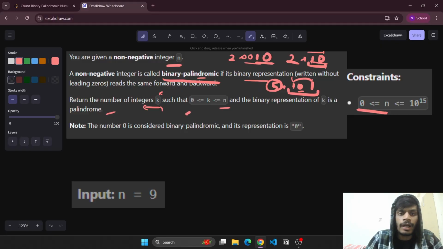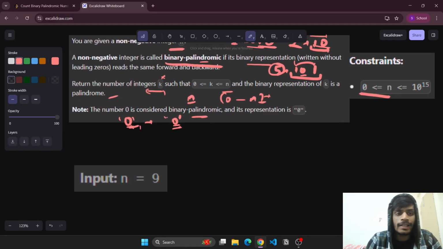So if we are given n, then for each value from 0 till n, we need to return the number of values which are binary palindromic. We are also given that the number 0 is considered binary palindromic, and its representation is simply 0. Avoiding leading zeros does not prevent this for the binary representation of 0. So let's see the given input first.